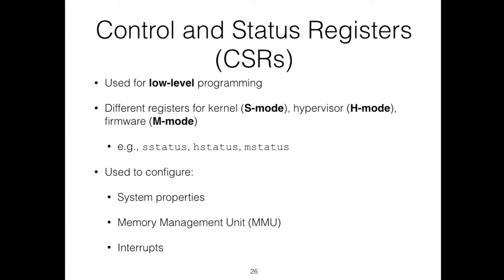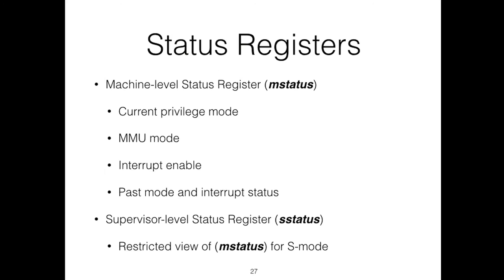If you want to do kernel hacking, a lot of what you'll be doing is twiddling the control and status registers, the CSRs. These are heavily used for low-level programming. If you're doing firmware hacking, hypervisor hacking, or OS hacking, you'll get to know these registers fairly well. There are different registers for the kernel (S mode), hypervisor (H mode), and firmware (M mode). So there's an S status, an H status, and an M status. These are used to configure various system properties: the memory management unit, interrupts, et cetera.